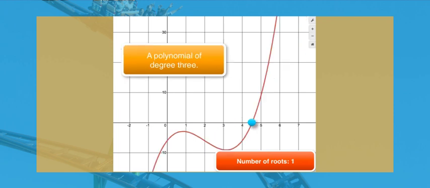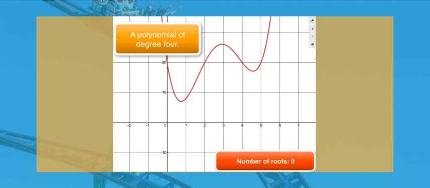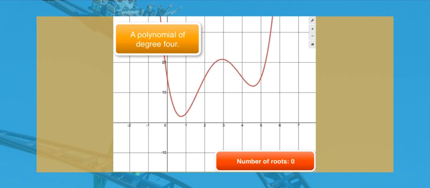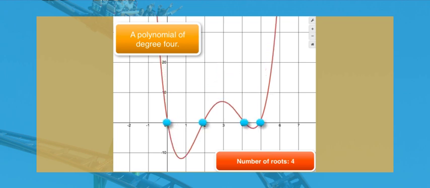A polynomial function of degree 3 is a cubic function. Some cubics intersect the x-axis once. Others intersect it twice. And still others intersect it 3 times. But no cubic intersects the x-axis more than 3 times. A polynomial function of degree 4 is a quartic function. Some quartics intersect the x-axis once, some twice, some 3 times, and some 4 times. But no quartic intersects the x-axis more than 4 times. This pattern continues with all graphs of polynomial functions.